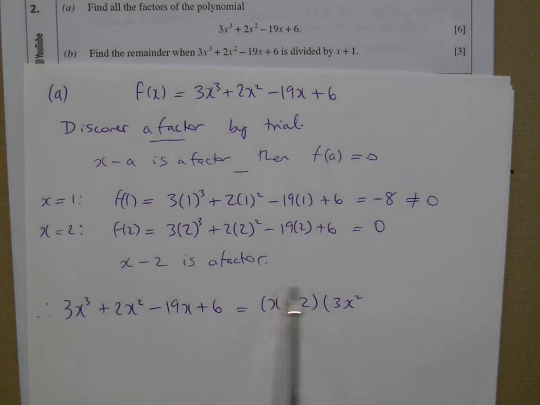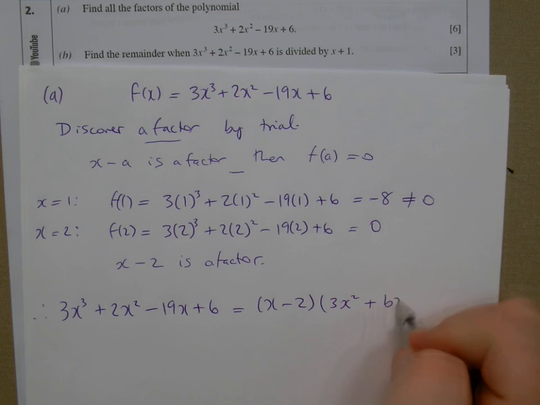Think about it, when you multiply these brackets out, x times 3x squared needs to be 3, doesn't it? Because when I multiply them out, I'll get 3x cubed, which matches up there. Now I don't know what my x coefficient is, so I'm going to call it bx, and I don't know what my constant is, so I'm going to call it c.